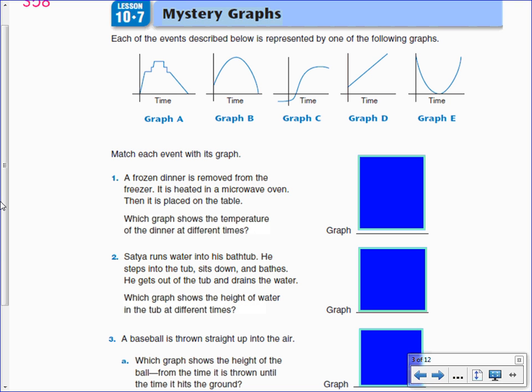Probably the temperature, right? So one of these is talking about, okay, as time goes on, this is happening to the temperature. Is it going up? Is it going down?